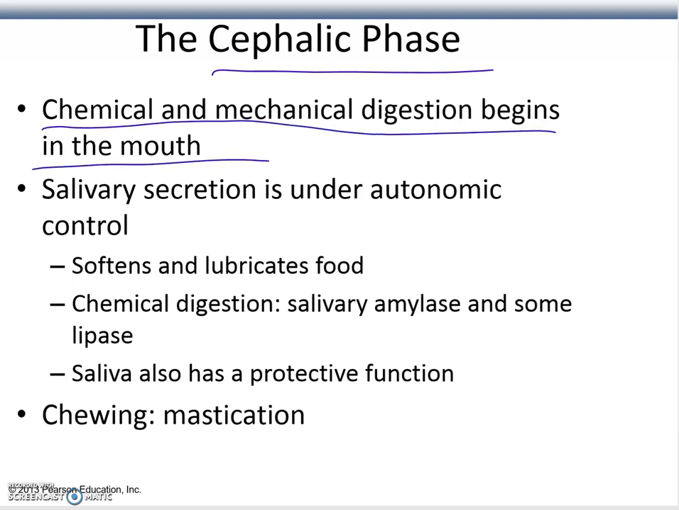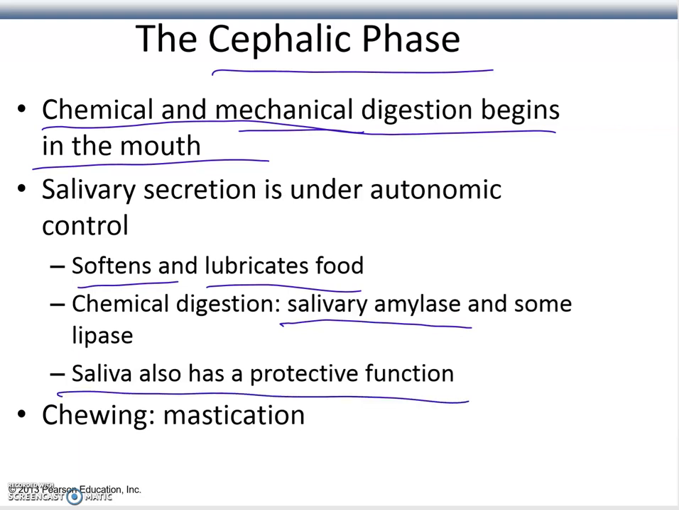You eat the food, you chew the food, it's mechanical, and then you start chemical breakdown with the enzyme amylase. Salivary secretion is always under autonomic control. These are glands, and the purpose of their secretions is to soften and lubricate the food, and also you add the salivary amylase and some other enzymes as well. Saliva also has some protective function, and the process of chewing, the mechanical breakdown of your food, is called mastication. Make sure that you know this term.